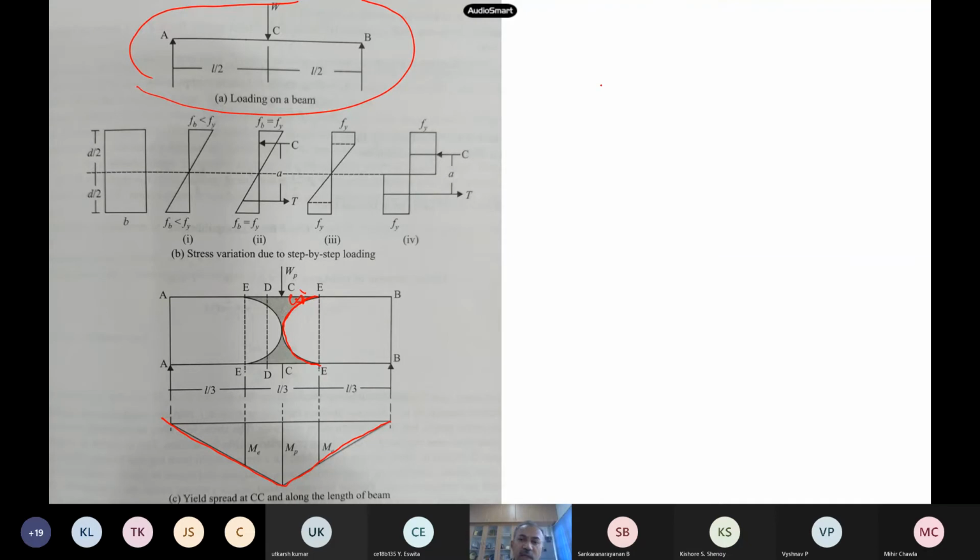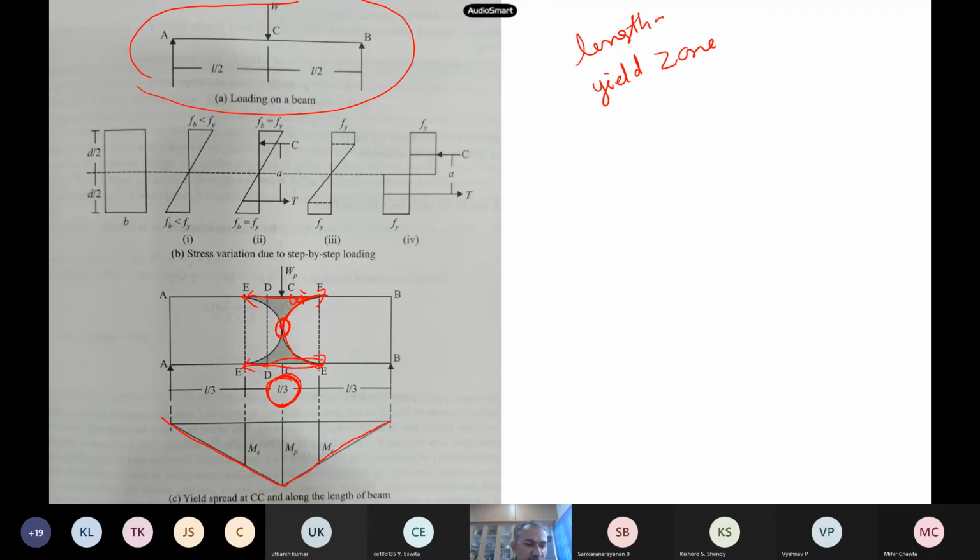Then you can also find out the length of the yield zone. Of course, this is not so important, but it tells how much portion yields. Because the plastic hinge forms here, the whole section gets plastified, but at the same time plastification also slowly spreads along the length. So once everything gets plastified, you can find out the width of this zone also. It is very easy, using similar triangles. So the length of the plastic zone is approximately L by 3 for a simply supported beam.